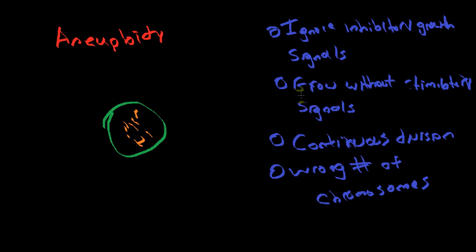Now, to go over the basic properties of cancer cells, they are known to ignore inhibitory growth signals, meaning they are able to totally avoid any of the cells telling them to commit suicide or destroy themselves. They are able to grow without the stimulatory signals from other cells. They do not need the body to help it grow. They can do it on their own.